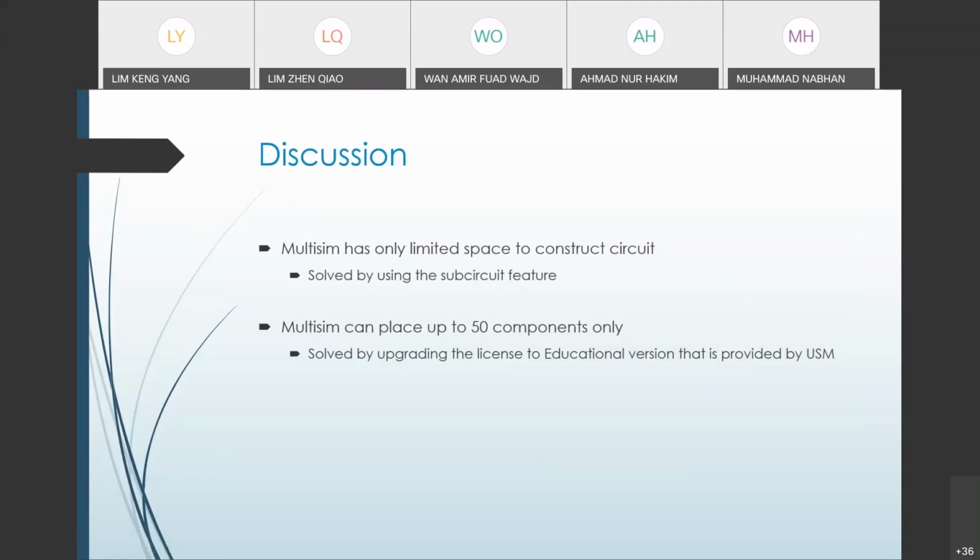The second problem is that Multisim can only place up to 50 components. Luckily, USM has provided us the license to the educational version so that we can actually place, I think, about 200 more components. We can create a bulkier circuit.